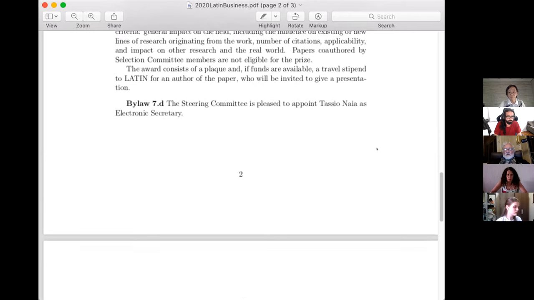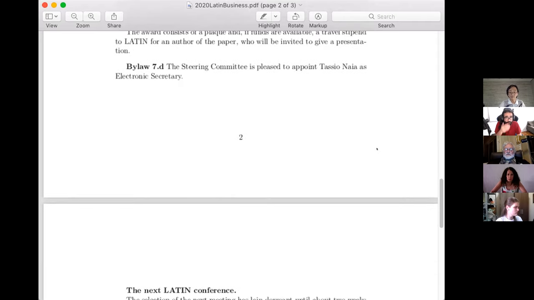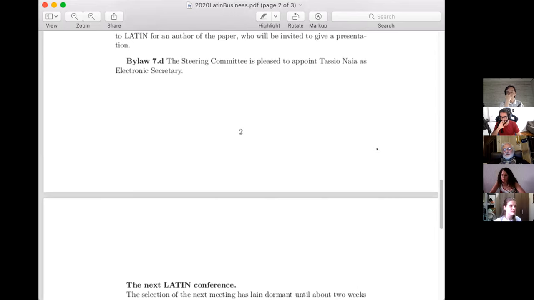Then the next point is just a trivial notification. There is a job of electronic secretary given in bylaw 7D, and I welcome Tasio Naya as the new holder of that position. He has spent a lot of time and effort on organizing the technical details of the conference now, and also the Latin website.